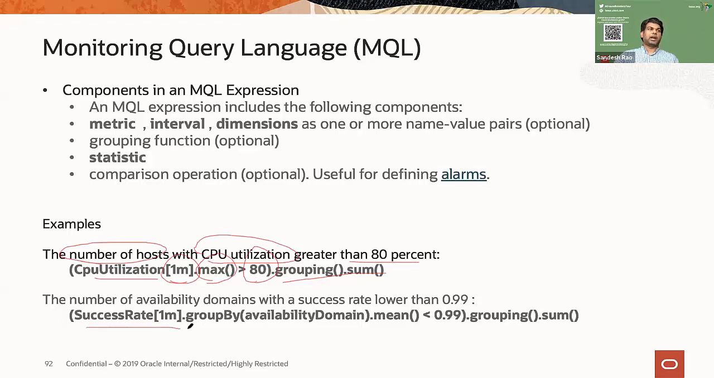Same thing, I want to find all the availability domains that have a success rate of less than 0.99, sample this by a minute, and group and sum this together. So I'll find the total number of availability domains that have a success rate of less than 0.99. This is called monitoring query language, or MQL. Once you get used to this, you can write a whole bunch of queries to monitor things, without going through that huge screen where you have to write all of those things. You can just write the simple query.